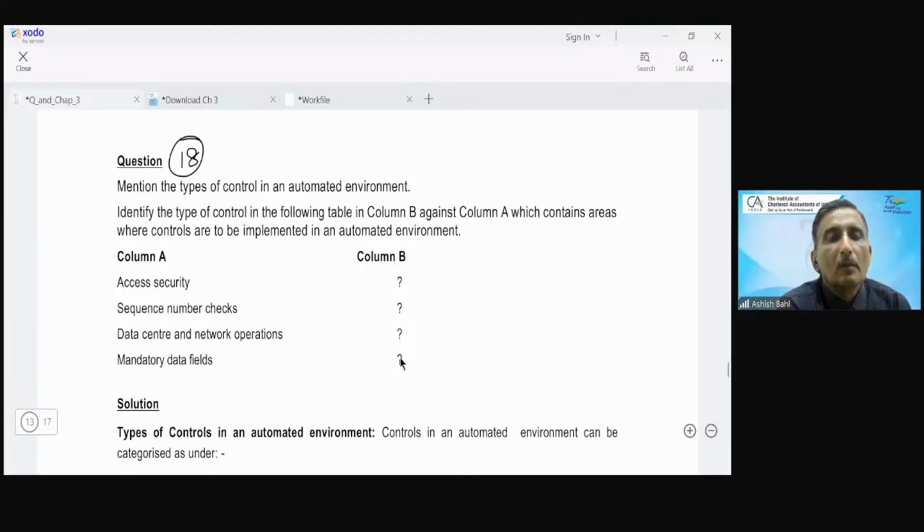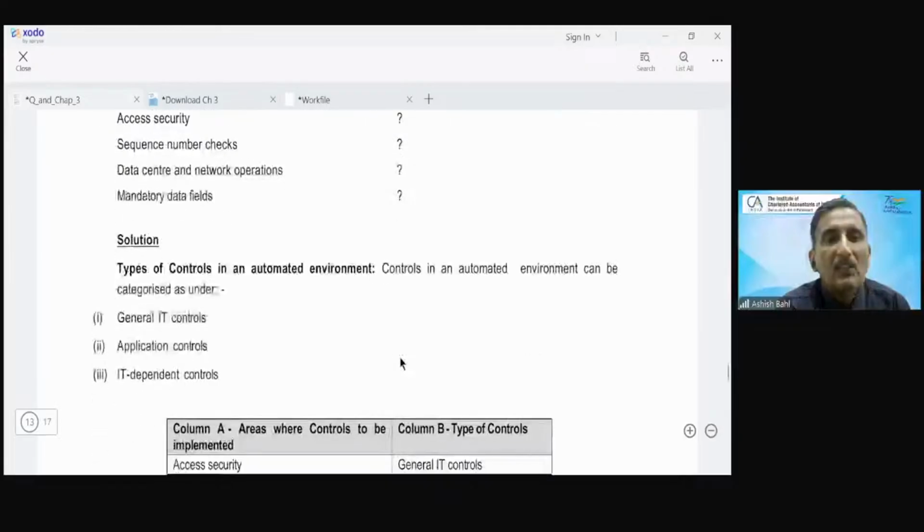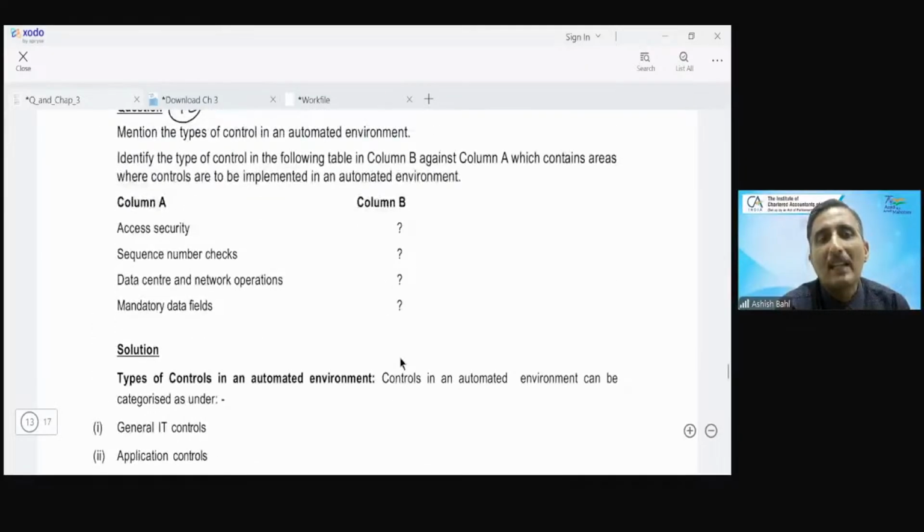So basically, there are three types of controls: general IT controls, application controls, and IT dependent controls. General IT controls are those controls which can be applied across applications, and application controls are generally related to the working of one application, like validation checks.